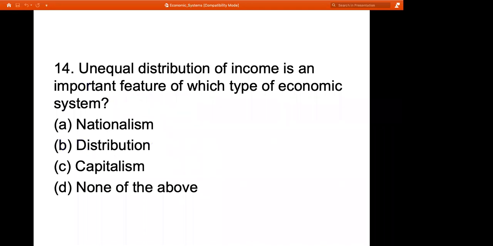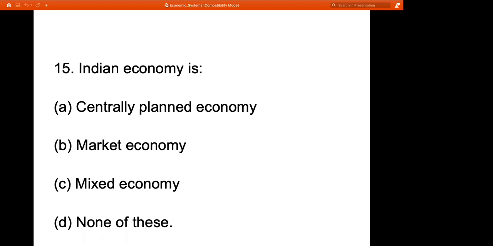Unequal distribution of income is an important feature of which type of economic system? Yes, one of the demerits of a capitalistic or free market economic system is unequal distribution of income. So the option for this is capitalism. Indian economy is, so this is again a simple and straightforward question. It's a mixed economy.